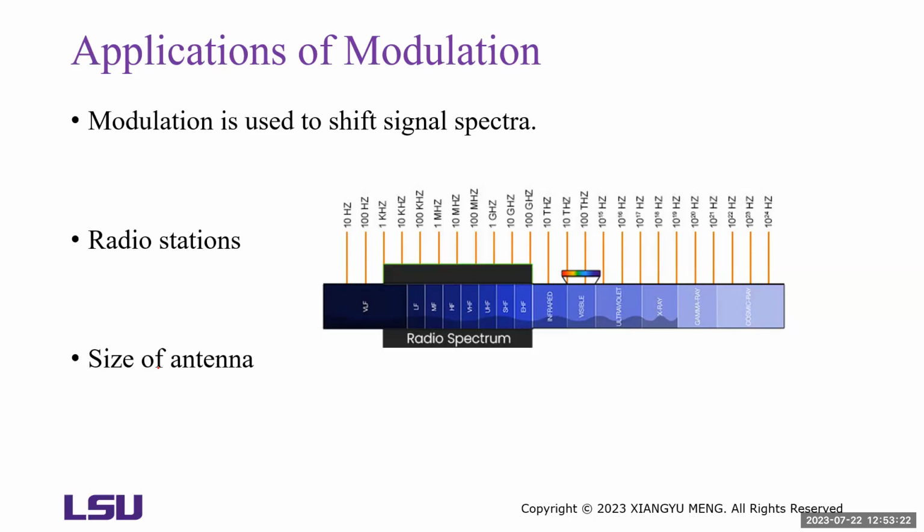Another application I'd like to discuss is the size of the antenna. The use of amplitude modulation to change the frequency content of a message from its baseband frequencies to higher frequencies makes the transmission of the message over the airwaves possible. So let me explain why it's necessary to use AM to transmit a music or speech signal.